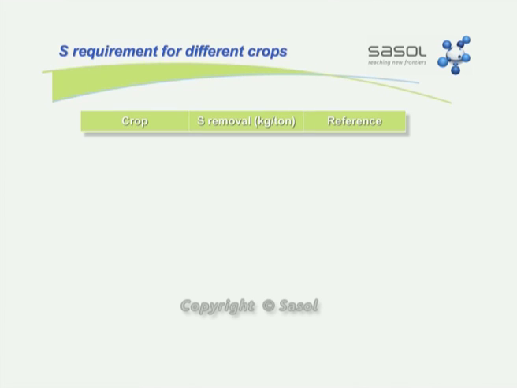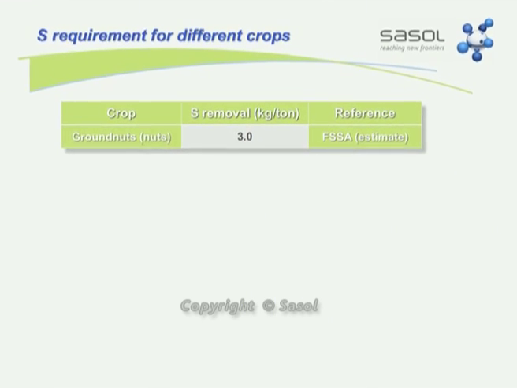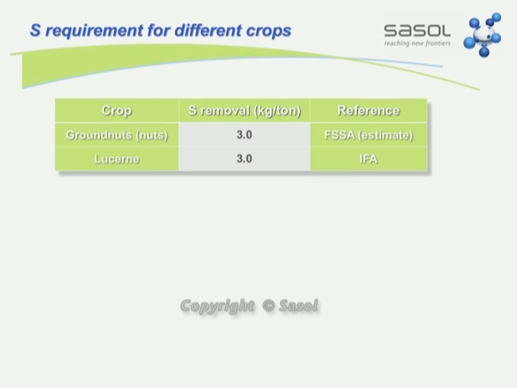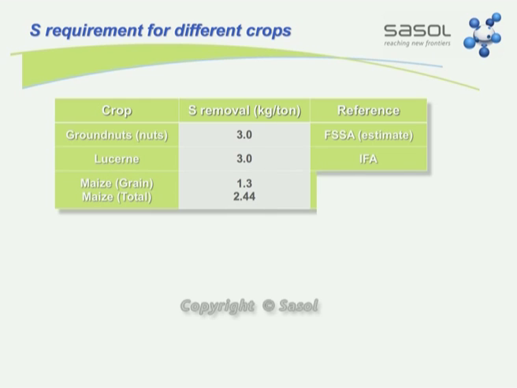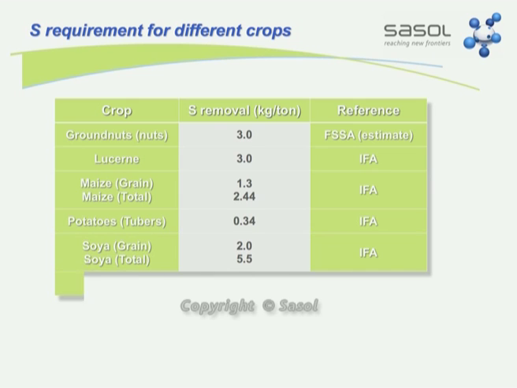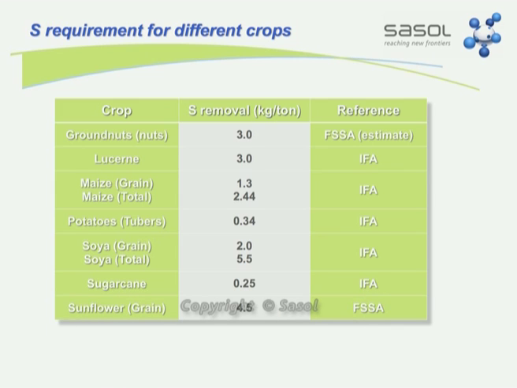Then crops also need sulphur. In this table, we've got a summary of the most important crops as far as sulphur removal is concerned. Firstly, on top, groundnuts will remove 3 kilograms of S per ton of groundnuts. That implies a requirement of 9 kgs of S for 3 tons of yield, and so on and so forth for the other crops.